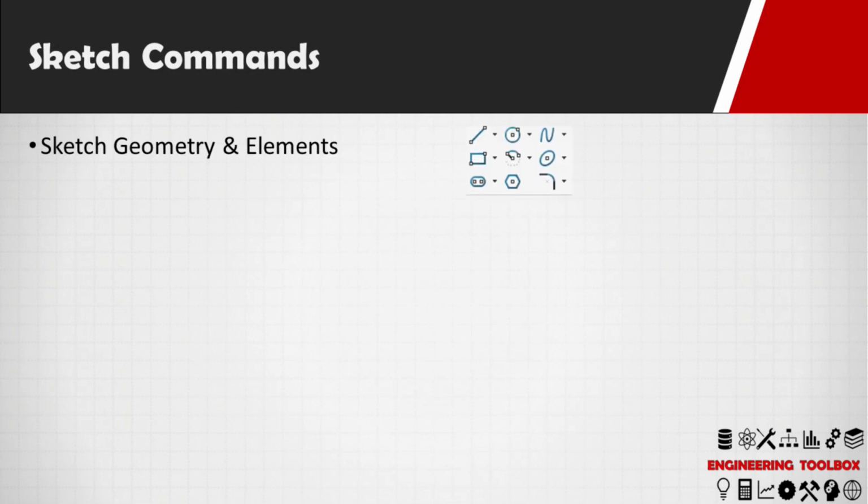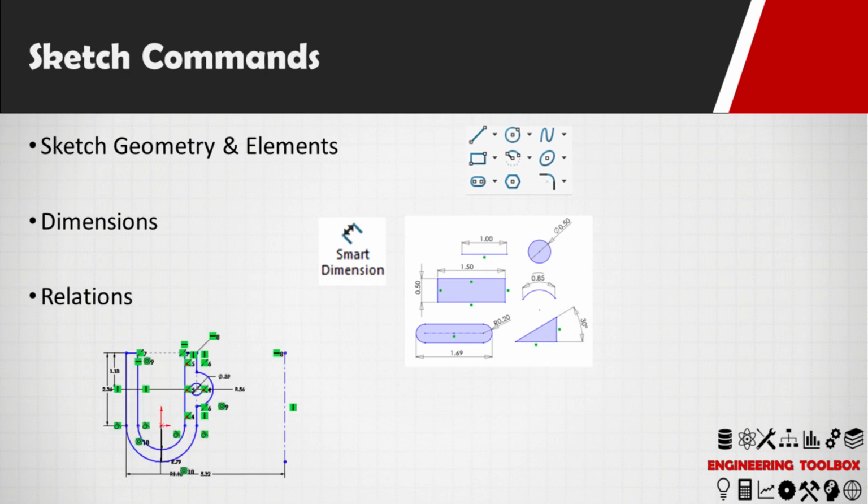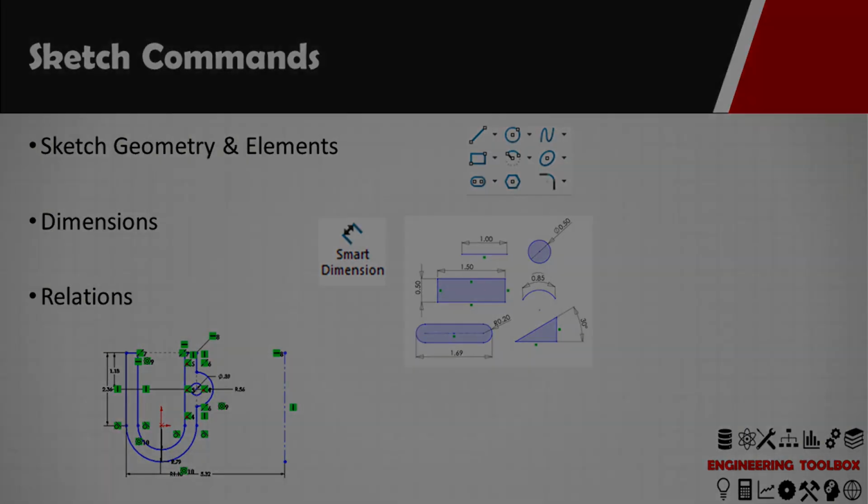You'll learn how to use sketch geometry commands like lines, circles, arcs, dimensions, which allow you to size and position those sketch elements, and relations, which allows you to set relations between the different sketch elements. These three things are the foundation of sketching in SolidWorks, and mastering them will allow you to get the most out of your part designs. With that, let's dive in.